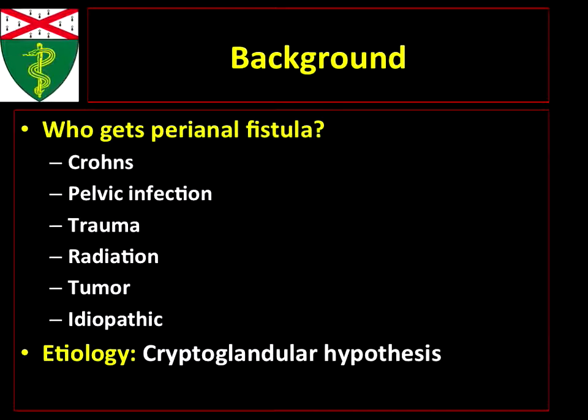So who gets perianal fistula? A whole bunch of people can get them. But the idea here is that there is some degree of chronic or ongoing infection or inflammation for whatever reason. It could be traumatic, some infection as a result of that, radiation for other tumors, for example, or tumor itself can give you these fistulas. Sometimes they're not really sure why it happens. But in our patient population, the vast majority of people who get it are those with inflammatory bowel disease. Crohn's disease, we had a case yesterday with ulcerative colitis. And why does it happen? Well, the ongoing theory is something called the cryptoglandular hypothesis, which is really cool to say. And that explains some of these reasons why the perianal fistulas happen.